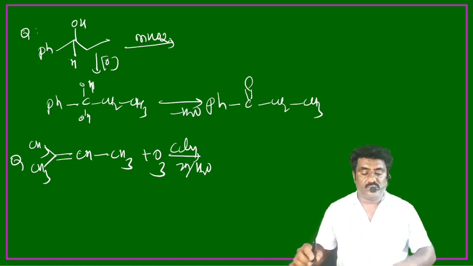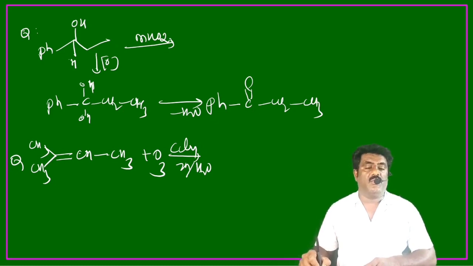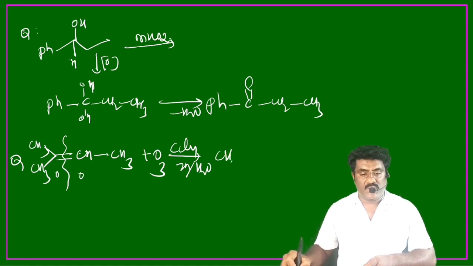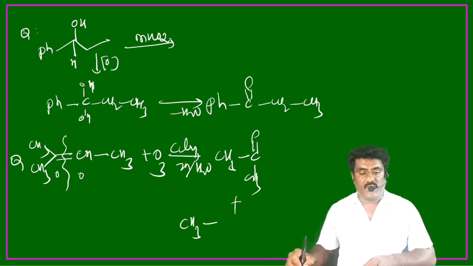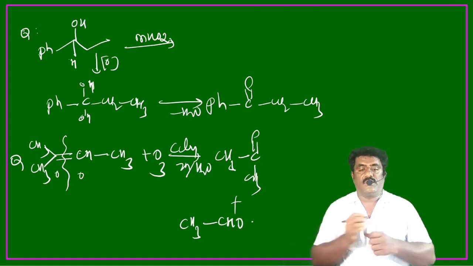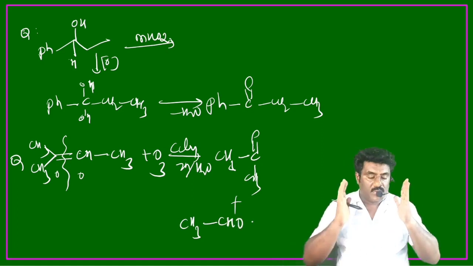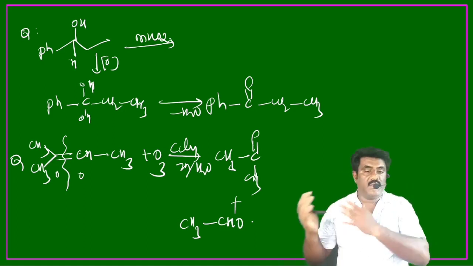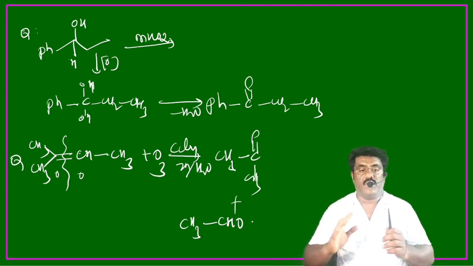Now have a look at this alkene system, 2-methyl-2-butene. Ozonolysis, what is the product? Very simple: breaking of the pi bond, keeping of oxygen. CH3 double bond CH3, acetone, and the next is CH3 CHO. This is related to general methods of preparation of aldehydes and ketones. Let's move on.